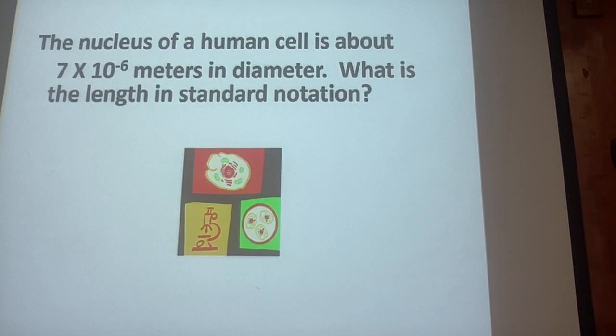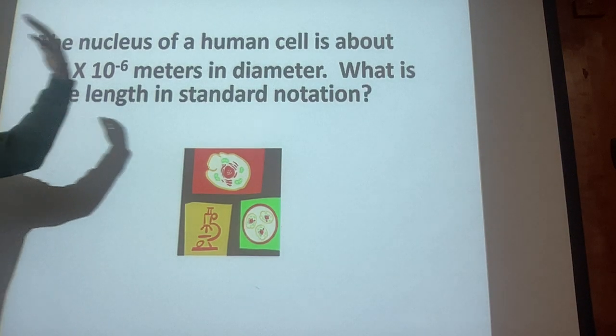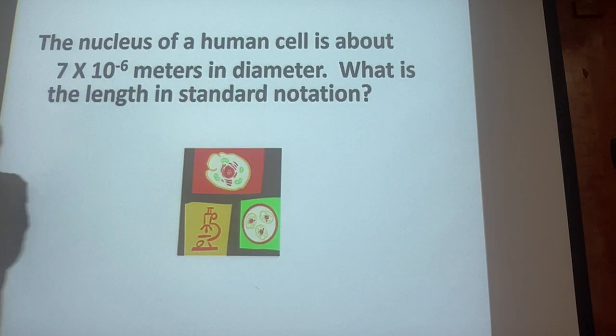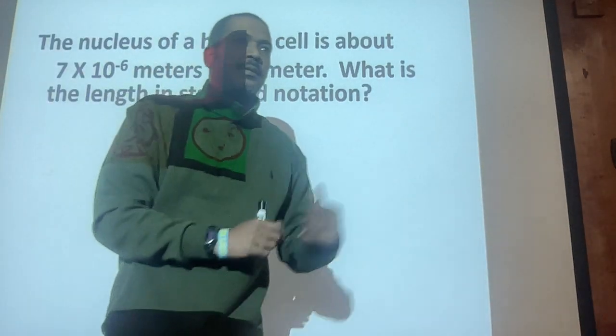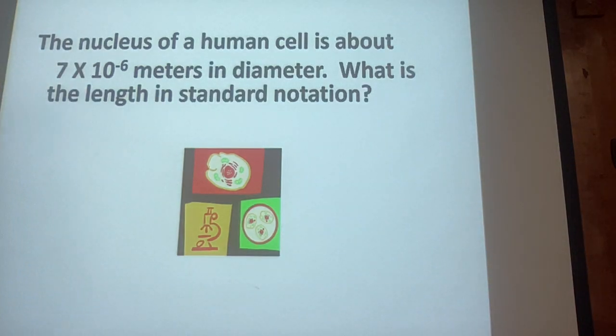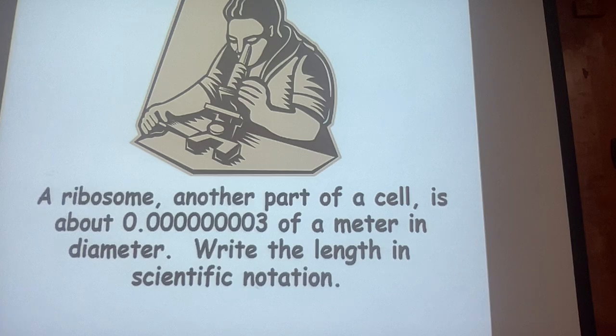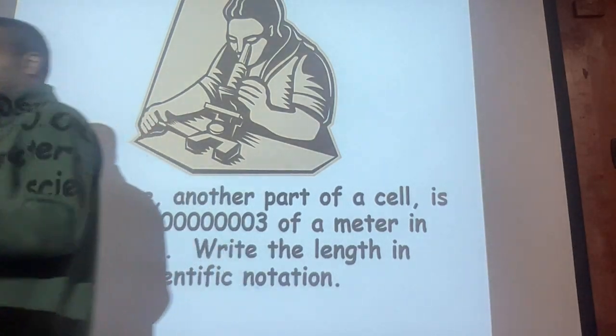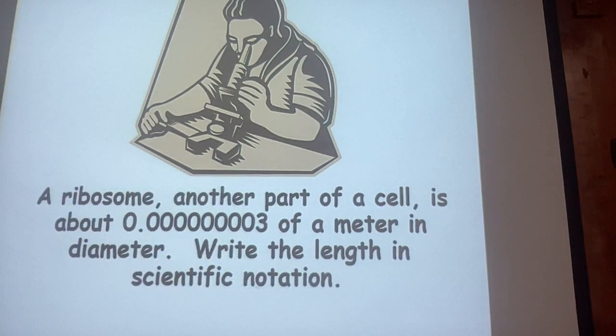But that's just to give you an idea of the breadth of what we're talking about, right? We're talking about planets all the way down to the human cell or the nucleus of the human cell. Okay? Ribosome, that's also in the cell. Some type of component of a cell. It's also pretty small, right?